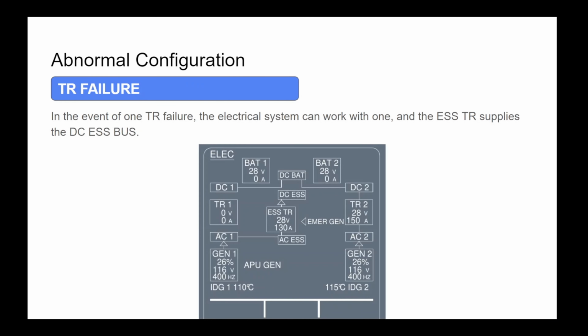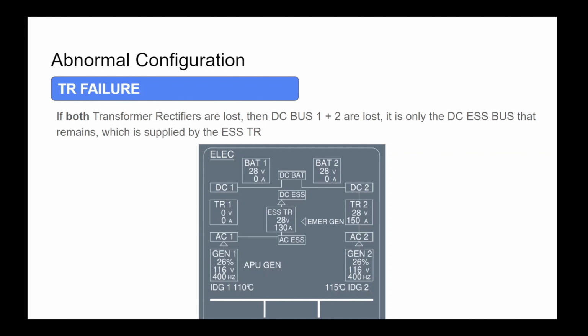In the event of one transformer rectifier failure, the electrical system can work with one, and the essential transformer rectifier supplies the DC essential bus. If both transformer rectifiers are lost, then DC bus 1 and 2 are lost. It is only the DC ESS bus that remains, which is supplied by the essential TR.